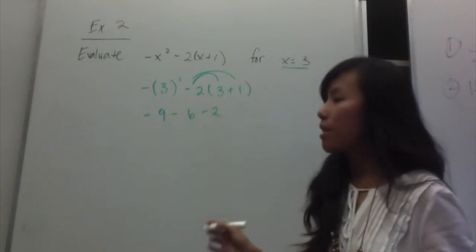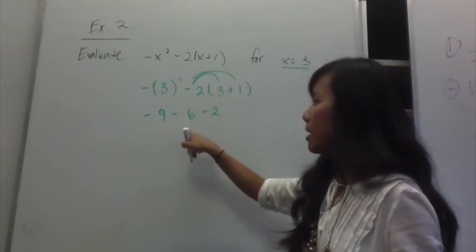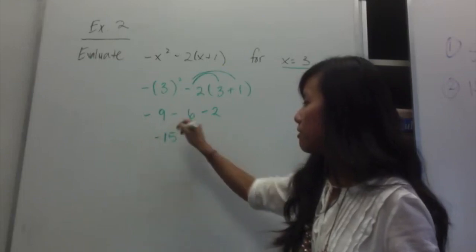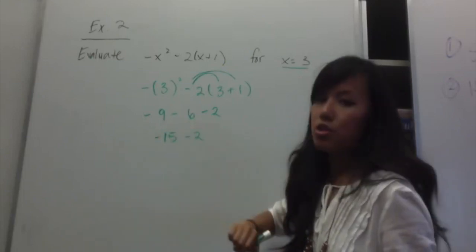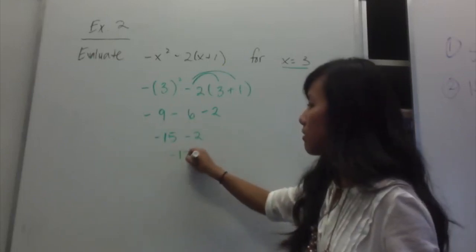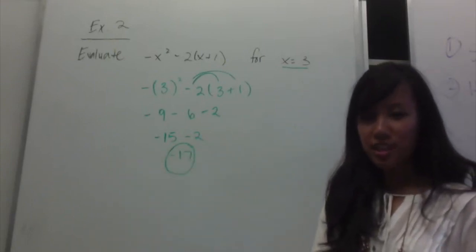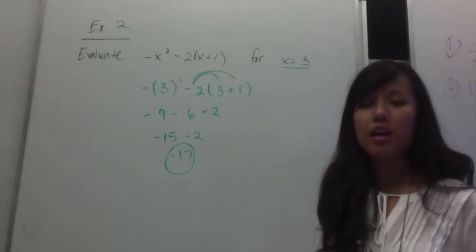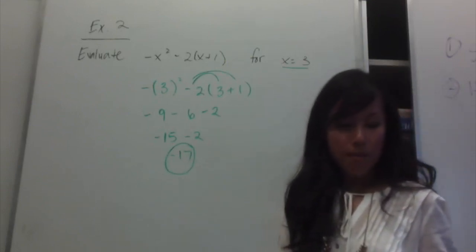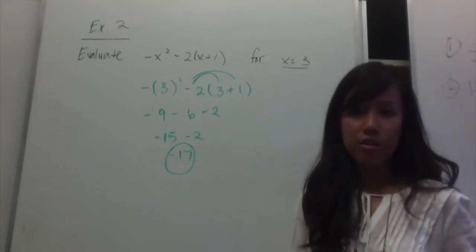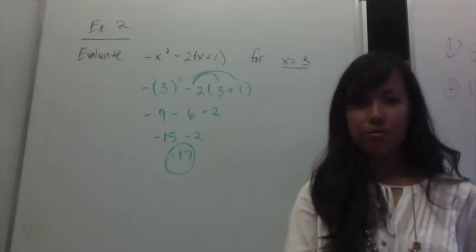And now you just go left to right. Negative 9 minus 6, negative 15. And then minus 2, and then we'll get negative 17. Hopefully I did that correctly. Check your work. Make sure it's good. And then go ahead and try quick check 2, A and B on your own. Okay, pause the video now.